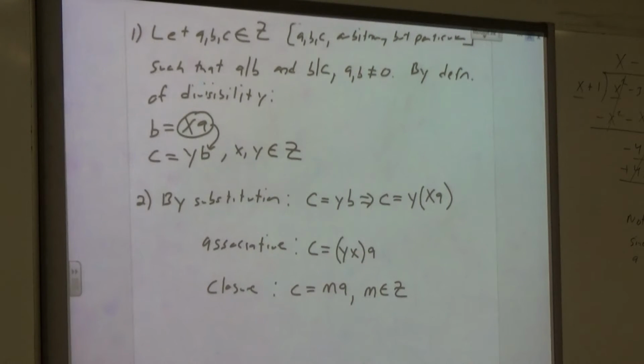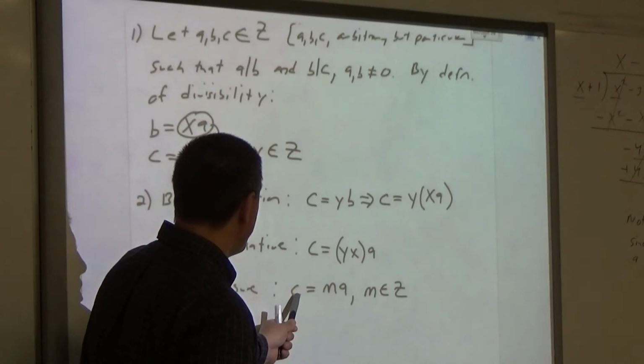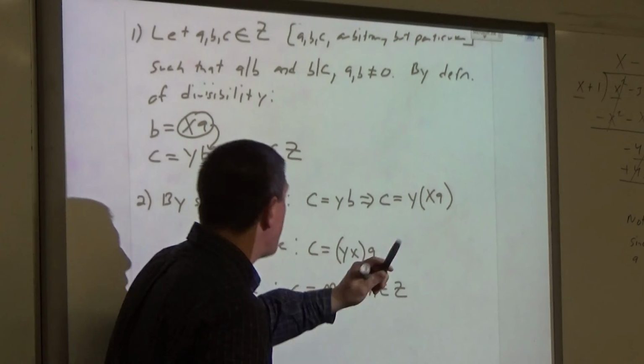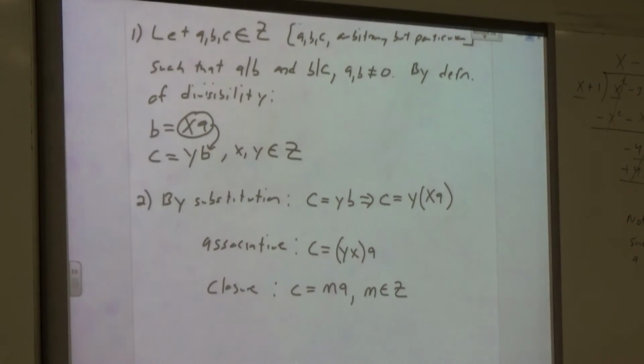Let me ask you guys a question. Is C divisible by A? Yeah, because it contains a factor of A, right? In fact, isn't that the very definition of divisibility right there? The very definition of divisibility says that you have one integer is equal to some other integer times what you're trying to be divisible by, okay? That is the core definition of divisibility.